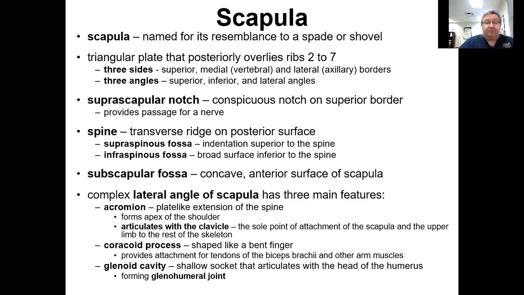We'll go through it. And finally, on the lateral side, we have a very shallow socket where the humeral head articulates, and that shallow socket is known as the glenoid cavity. The glenoid cavity. And the humeral head and the glenoid cavity form that third joint, the glenohumeral joint.